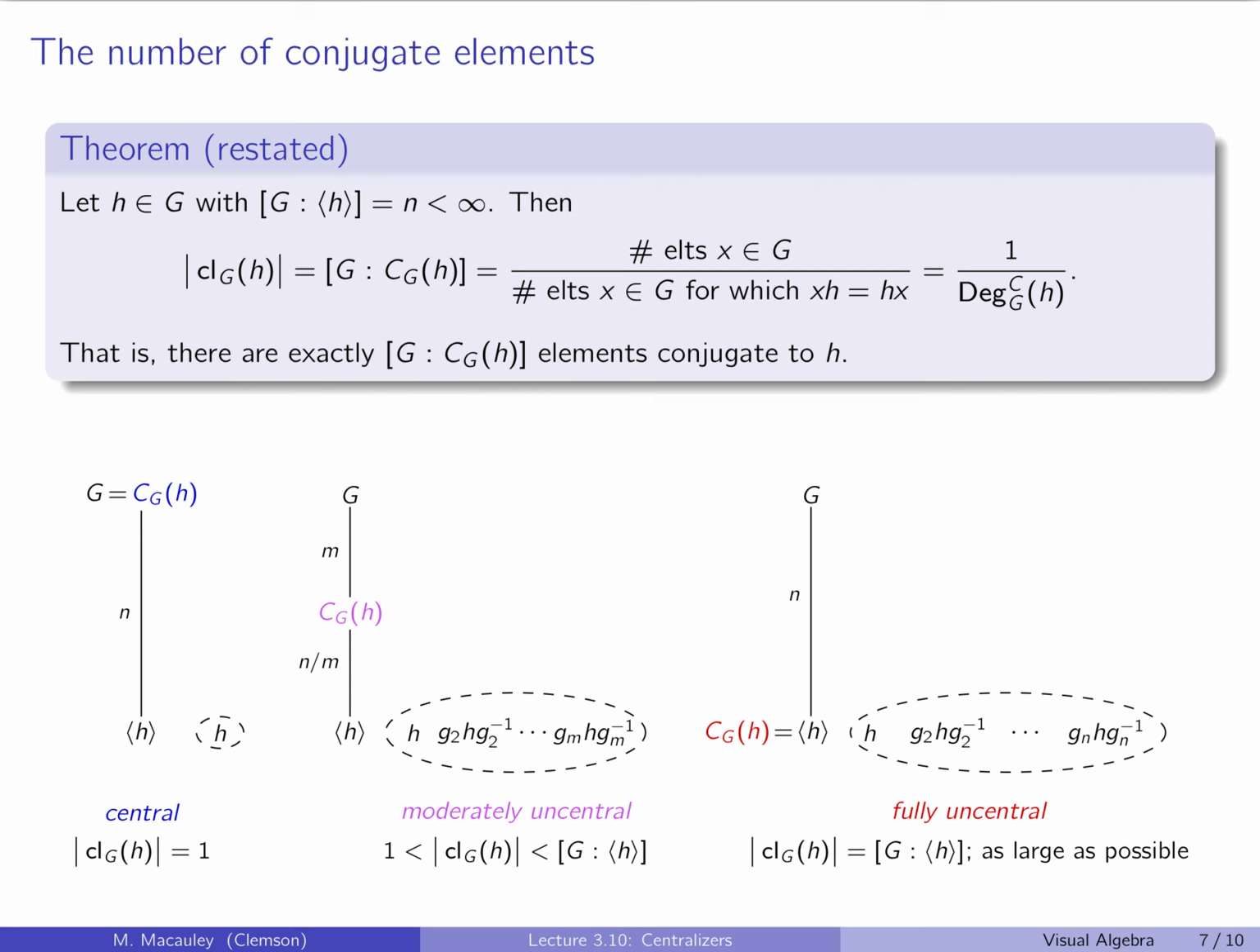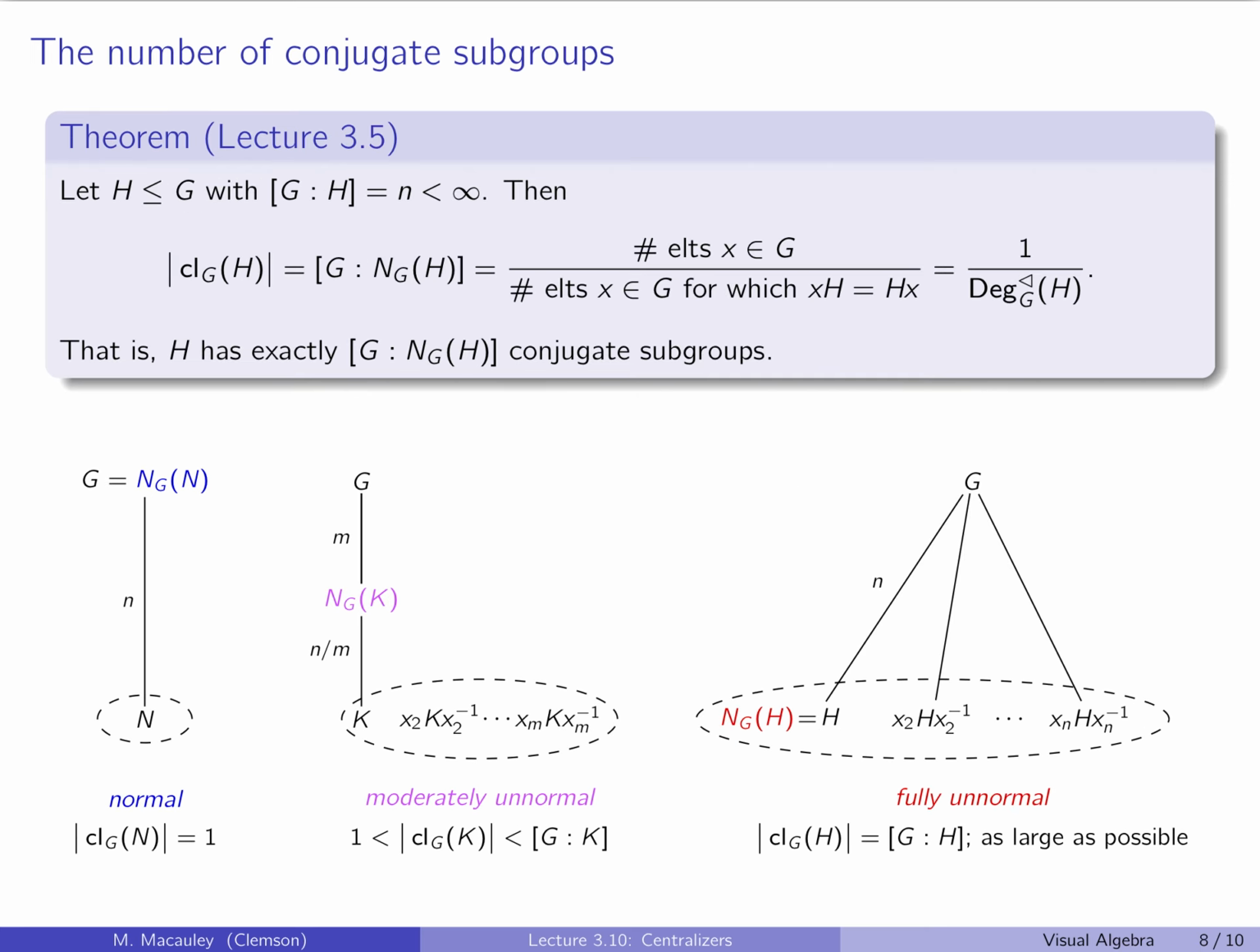Now, if you watch my lecture 3.5, you've seen a picture a lot like this, but for normalizers. And let me remind you of that right now. Here is the analogous theorem where I basically replaced little h with big H and big C with N, that is, centralizer with normalizer. So remember, if N is normal, that means the normalizer has index 1 and it's conjugate only to itself. The conjugacy class has size 1.